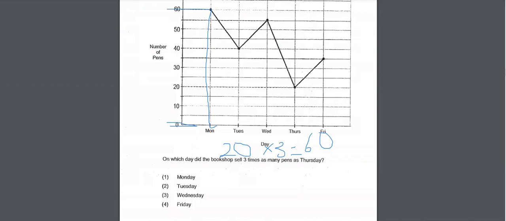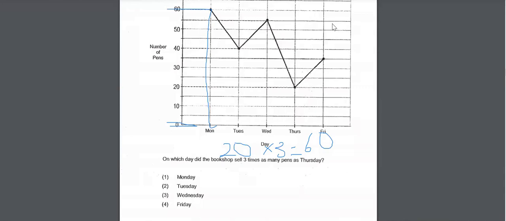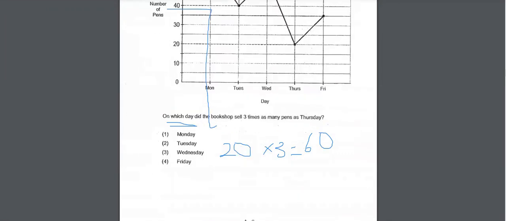But in my case, I actually erased them. You're not supposed to erase them. I just did it so that it looks less messy for you to refer to. Okay, so now we have the answer, which is Monday, because Monday has 60, which is 3 times more than Thursday, that is 20. So the option is 1 again.